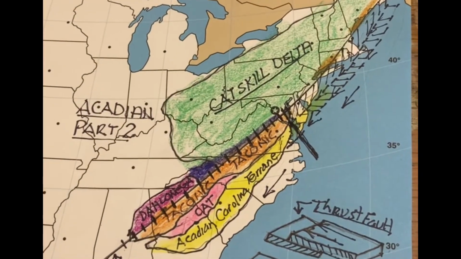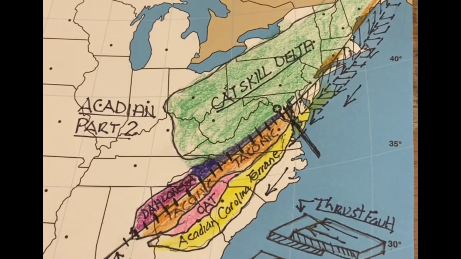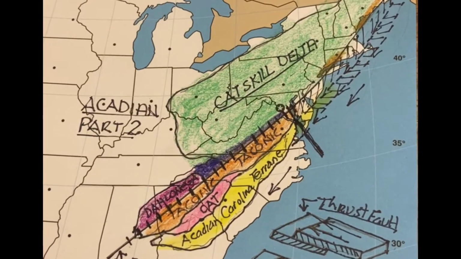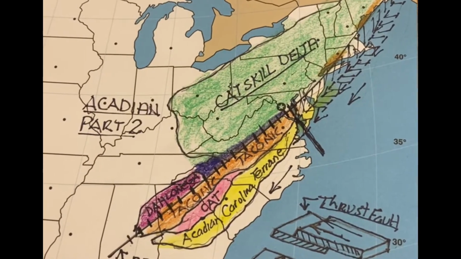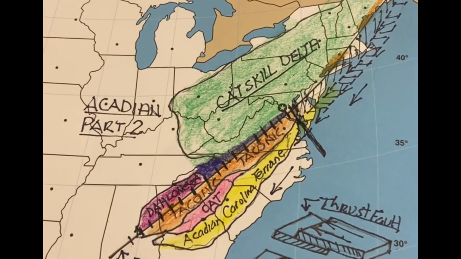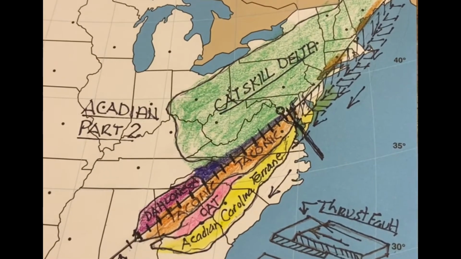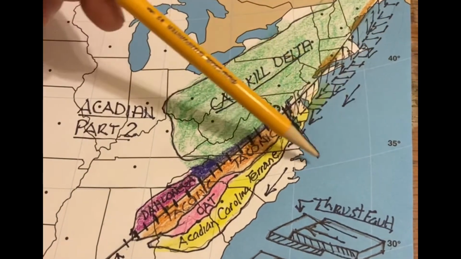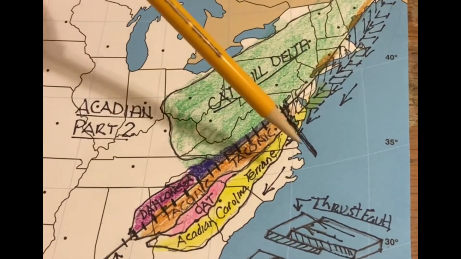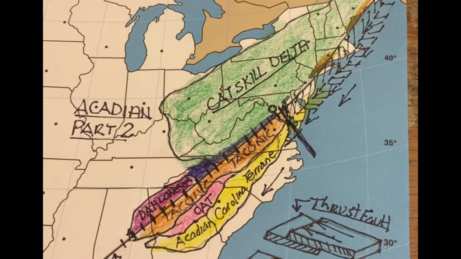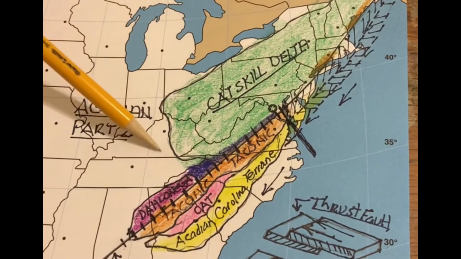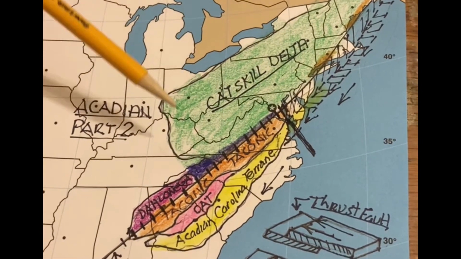Okay, we've looked at Acadian Orogeny Phase 1, or Part 1. Now, let's look at Acadian Orogeny Part 2. But as you'll recall, in Part 1, a huge Acadian microcontinent crashed here from Virginia north during Devonian time. It eroded its sediments into this large basin called the Catskill Delta.